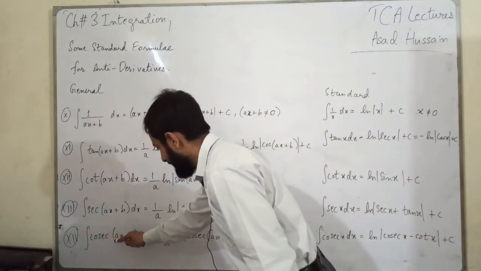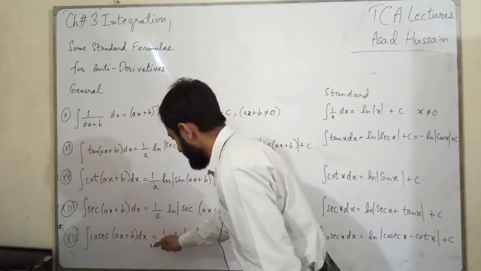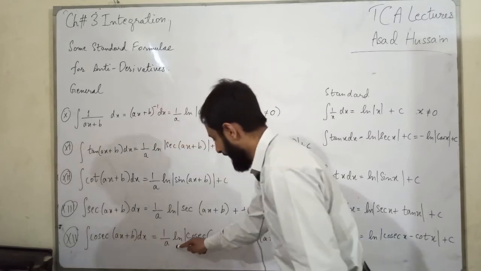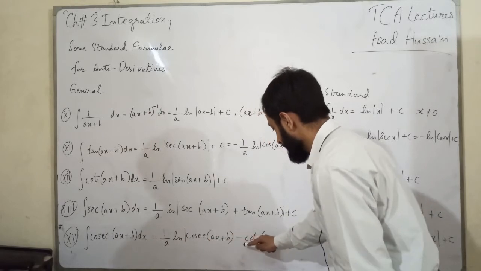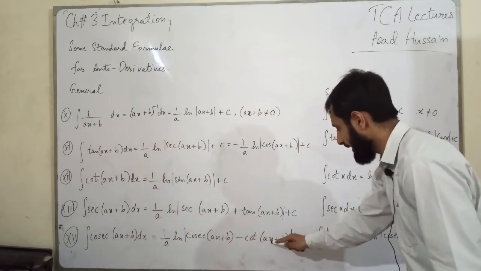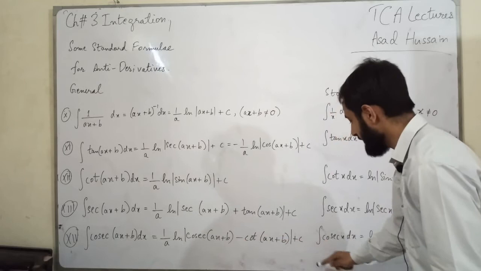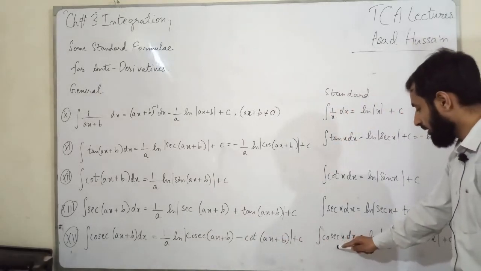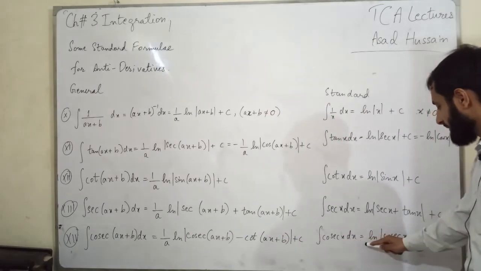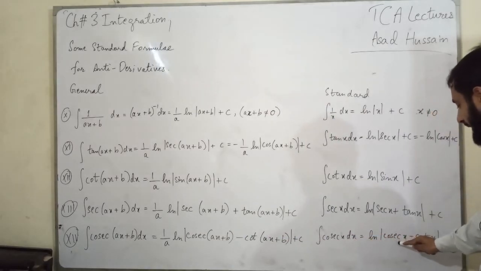Integral of cosecant(ax plus b) dx is equal to 1 over a ln of cosecant(ax plus b) minus cot(ax plus b), plus c. In standard form, it is written as integral of cosecant x dx is equal to ln of cosecant x minus cot x, plus c.